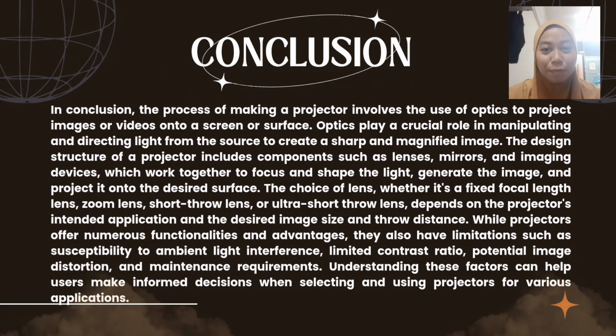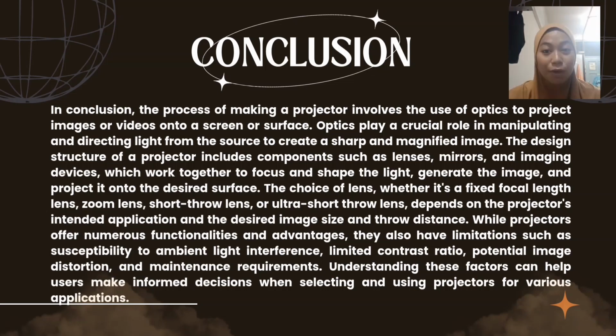In conclusion, the process of making a projector involves the use of optics to project images or videos onto a screen or surface. Optics play a crucial role in manipulating and directing light from the source to create a sharp and magnified image. The design structure of a projector includes components such as lenses, mirrors, and imaging device, which work together to focus and shape the light, generate the image, and project it onto the desired surface.